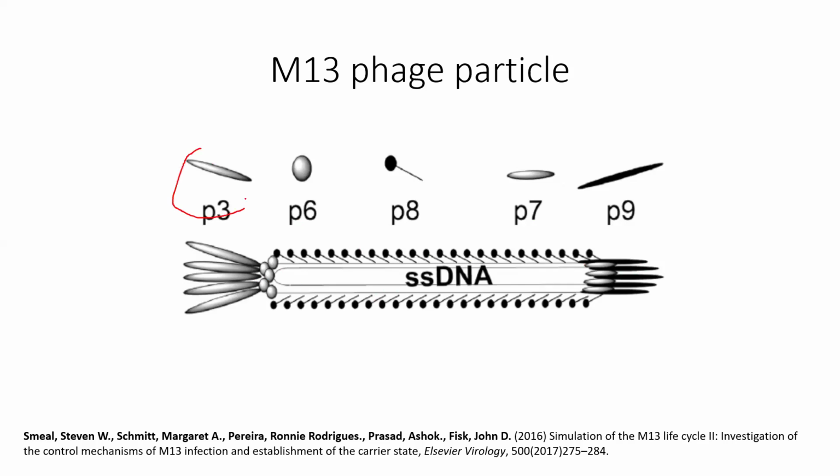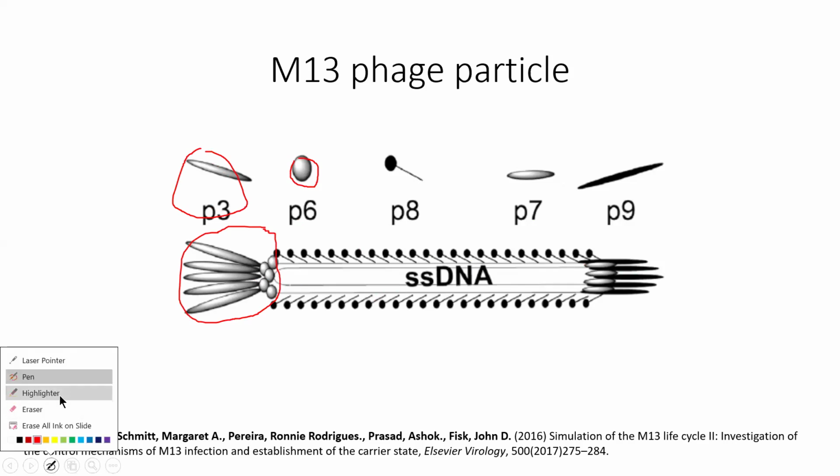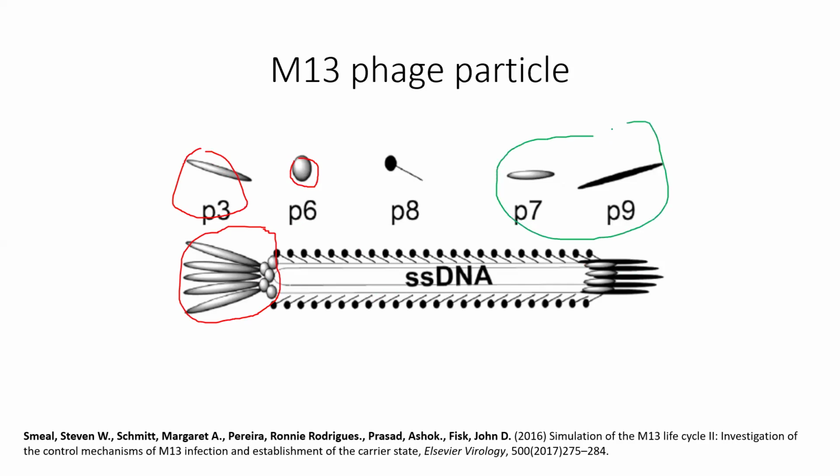There is a P3 protein and P6 protein at one end of the M13 bacteriophage, which is representative of filamentous bacteriophage, and there is P7 and P9 at the other end. The major coat protein is P8, which coats the DNA. P8 has positively charged lysine residues that attach to the negatively charged DNA.